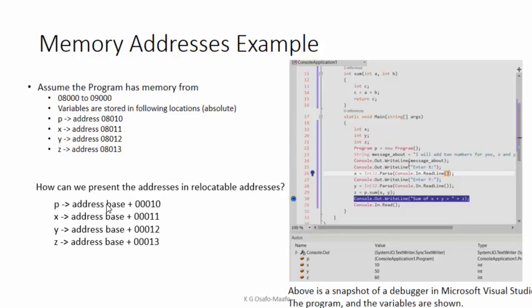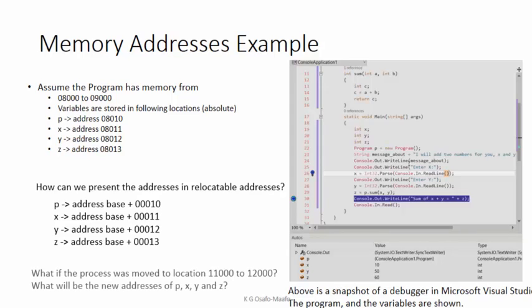And remember that processes move in and out of memory. So when we say an address is relocatable, it means that it's expressed in the form where it's relative to some location in the program, allowing the process to move from one location to another where necessary. Right. And this is the example I was asking. So if we went to 11,000, 12,000, what would P, X, Y, and Z be? That's just something to think about.